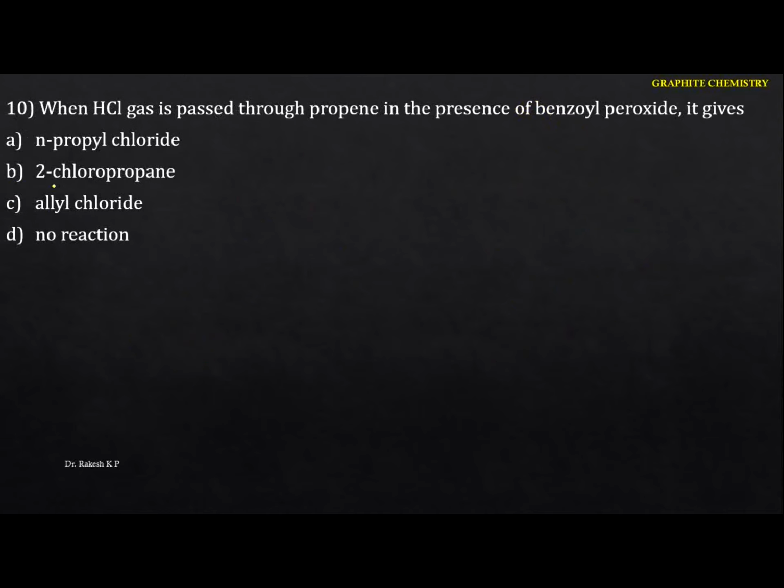When HCl gas is passed through propene in the presence of benzoyl peroxide, it gives. Okay, see this one here. We have propene, CH3 CH double bond CH2, and this is the HCl. But here they have given benzoyl peroxide. But remember one thing: the condition is the anti-Markovnikov rule, or the peroxide effect, or maybe the Kharasch effect.